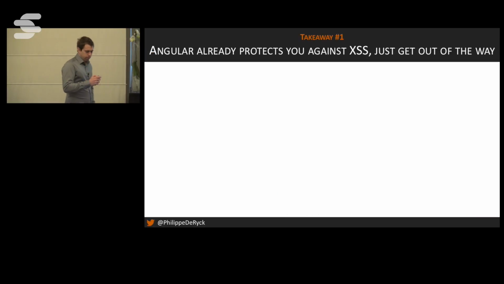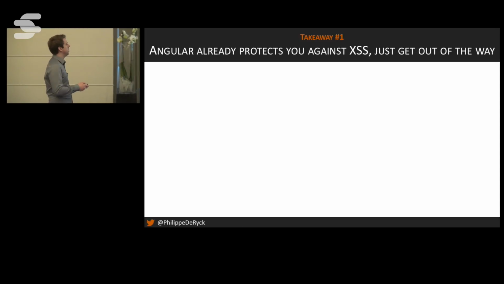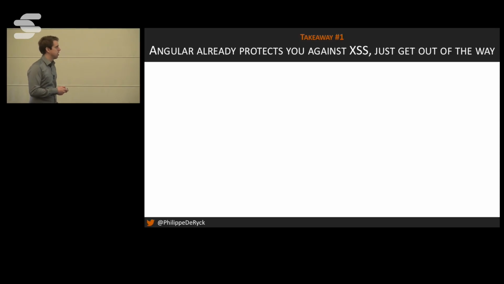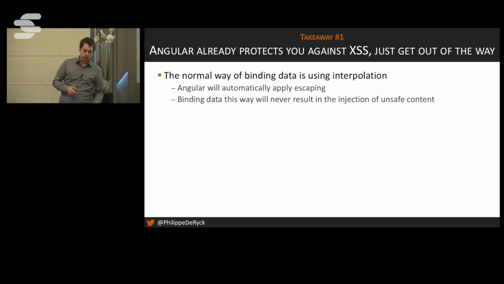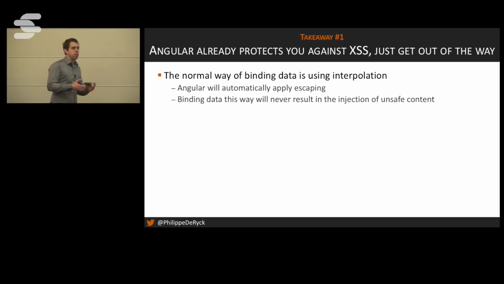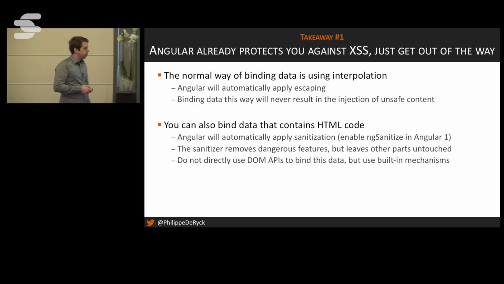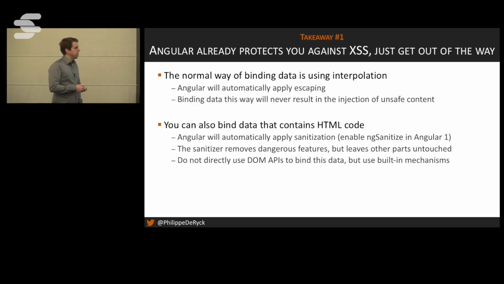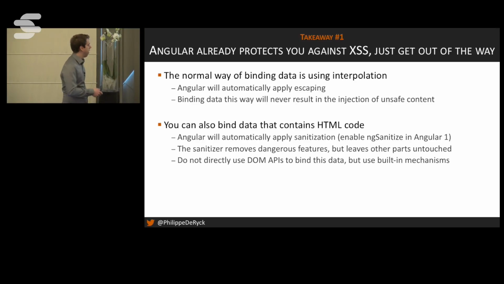So, takeaway number one. If you were still groggy from waking up early this morning, this is where you need to pay attention. Angular protects you against cross-site scripting. You only need to get out of the way. This means that if you do it right, if you use Angular ways, it will automatically escape this data for you. You can bind data that results in HTML code, but you need to use ngSanitize in Angular 1. Very important, not a sanitize filter you find on Stack Overflow, or use Angular 2 where this happens automatically.